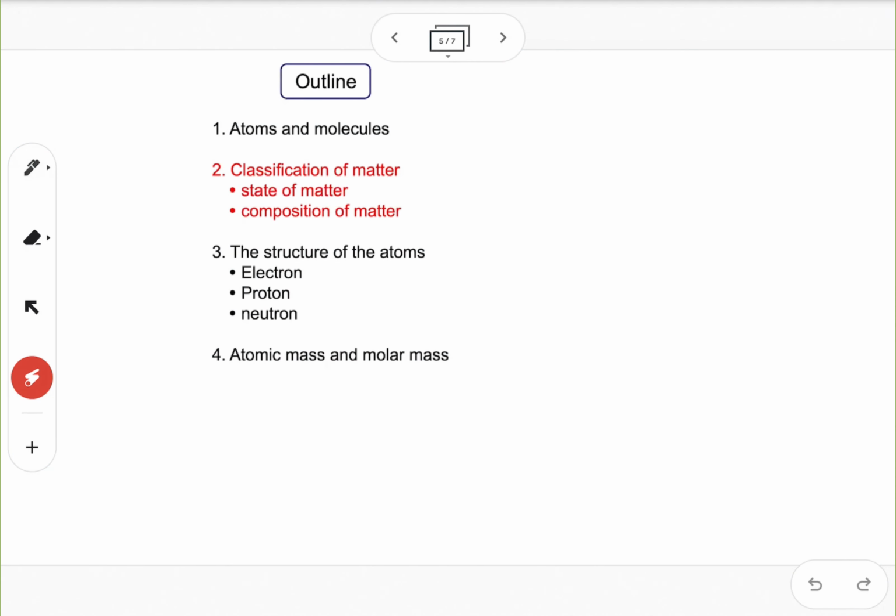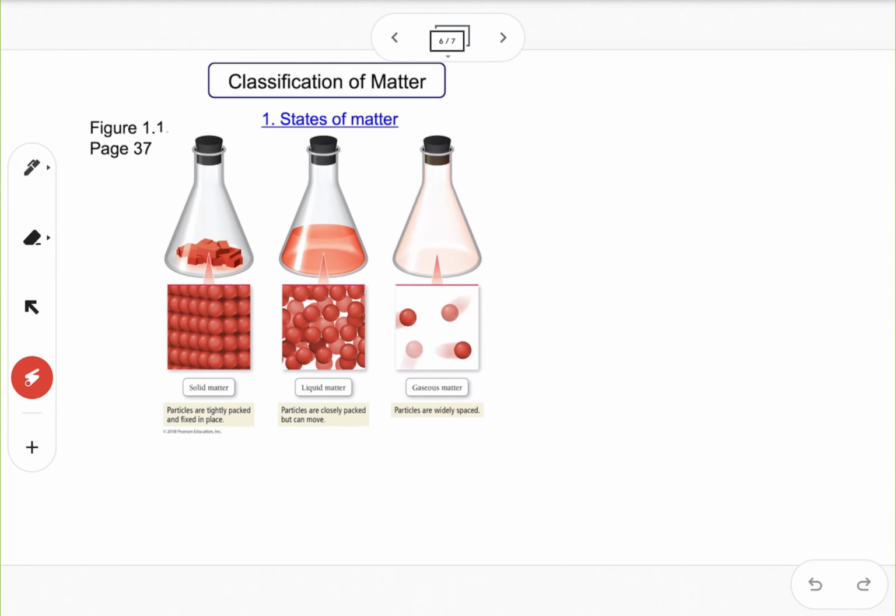All right, the second topic is about the classification of matter. In order to understand the whole world, we have to classify matter into different categories. Before we talk about how we classify matter, let's talk about the states of matter. By the way, how do we define matter? Matter is something that occupies space and has mass. That's how we define matter.